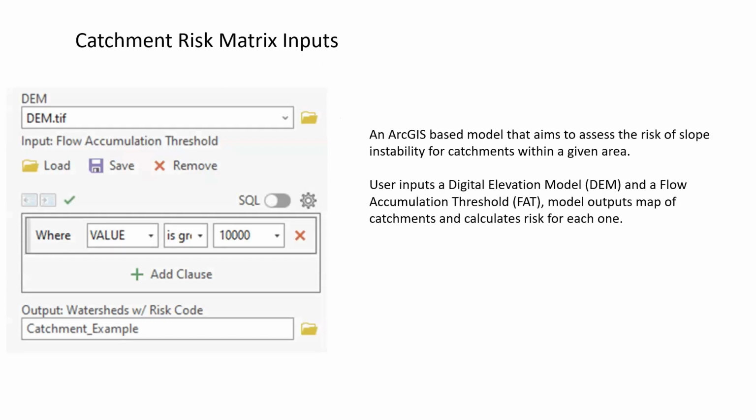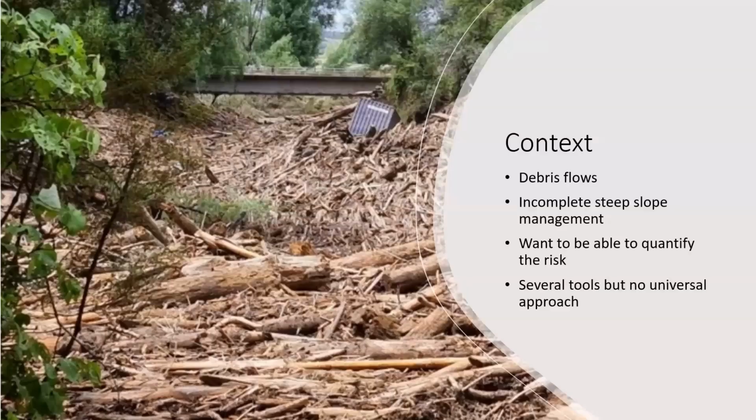So this is the user interface of the model. Up the top, you've got your input digital elevation model and your flow accumulation threshold here. I'll get into that in a bit, and then an output where you save it, and then you click go and it runs it. So it's a fully automated process pretty much.